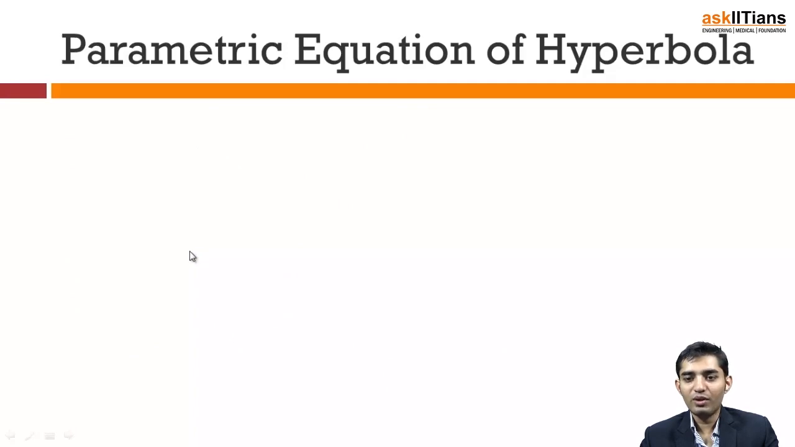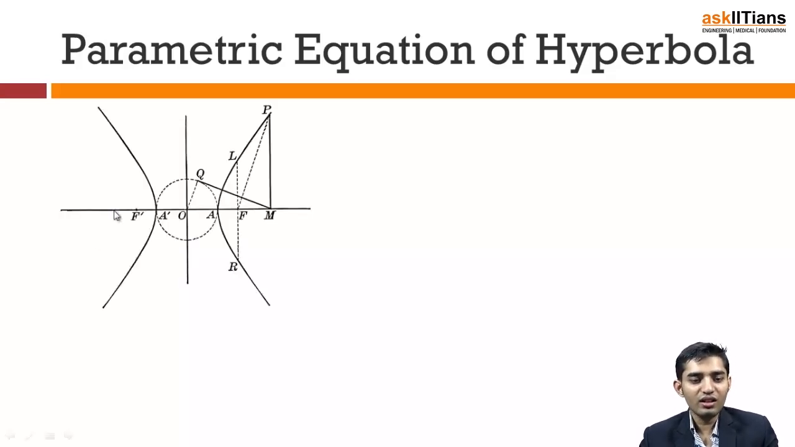Now let us see what are the parametric equations of the hyperbola. To study the parametric equation of the hyperbola, first of all you will have to learn what the auxiliary circle is. The auxiliary circle is the circle which has the line joining the vertices A and A dash as the diameter. This is the circle which is inscribed inside this hyperbola, touching it at both the vertices.